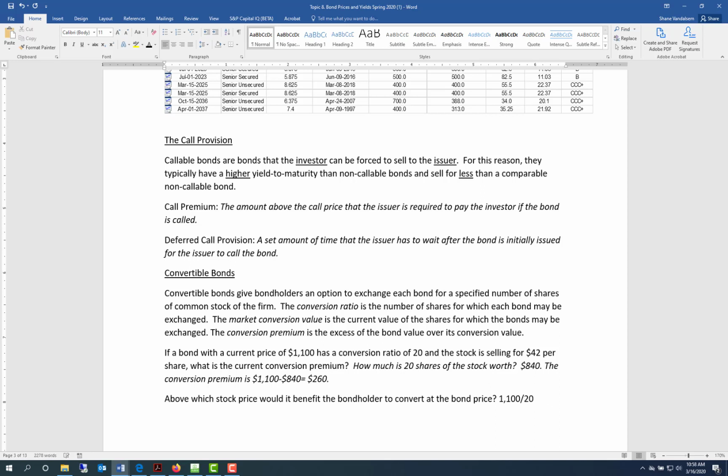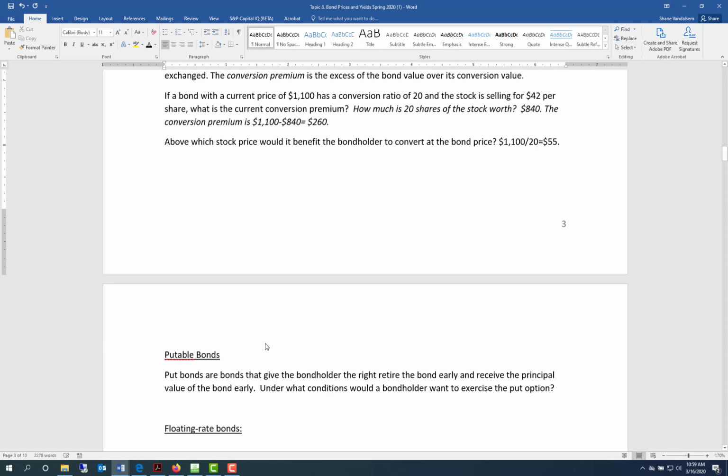And that's going to get us $55 per share. So if the stock price went above $55 per share, as long as the bond price hasn't changed, we might really want to consider converting that, because now we're going to get something worth more than the $1,100 when we convert that into shares of stock.